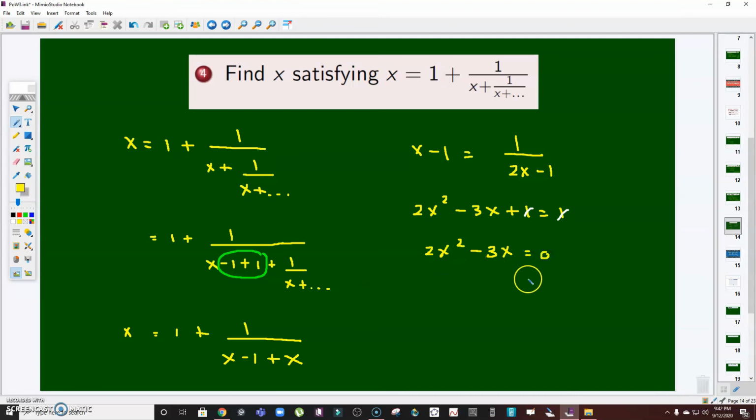There you go. So, there are two values of x here. One is 0, the other one is 3 over 2. We're going to ignore x equals 0, simply because it can't be 0, since there is already a 1 here, right? So the only answer in this problem is x equals 3 over 2. There you go. That's it.